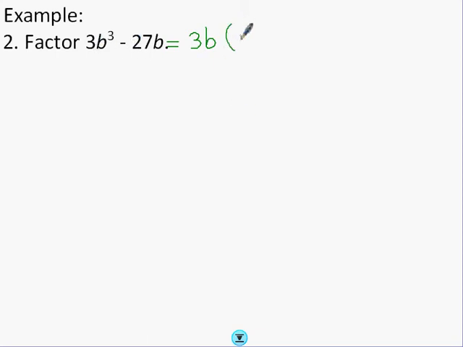3 divided by 3 leaves me with just a 1. b cubed divided by b leaves me with b squared. Then I have a minus. 27 divided by 3 is 9. b divided by b is nothing, or it's 1. Okay, so at this point, I can leave 3b alone, and I'll notice that what I have in parentheses is a difference of squares. And so I will factor it separately from the 3b.